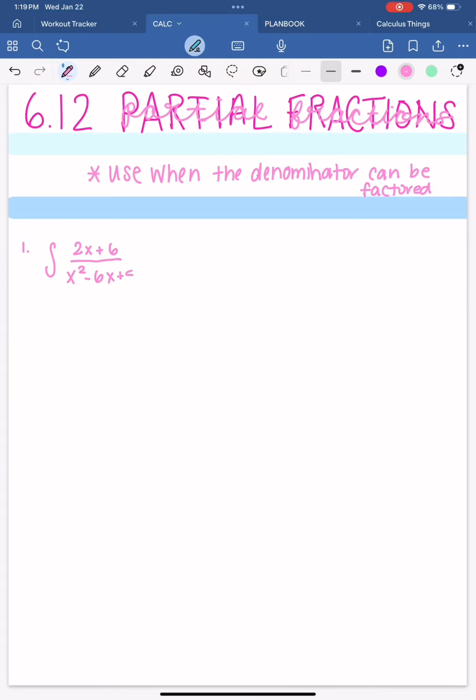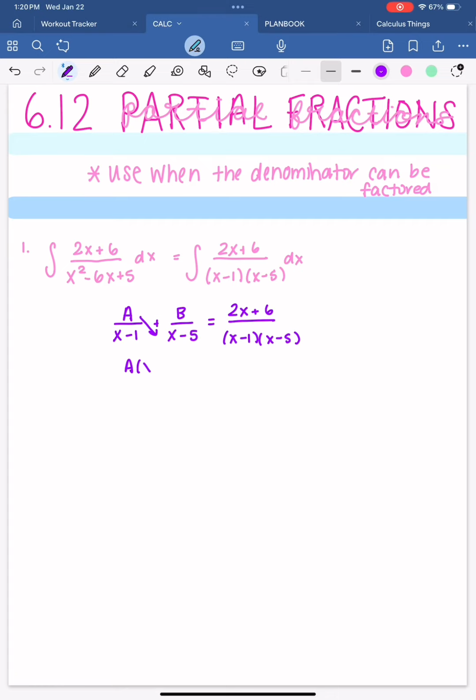And the dead giveaway we're going to use partial fractions is because the denominator can be factored, remember, into two linear non-repeating factors. So we're going to go ahead and factor that. So we're going to have (x minus 1)(x minus 5) as the denominator, and what we're going to do when we decompose it is assign temporary numerators, A, B, C, D, and so forth. So I'm going to give A over x minus 1 plus B over x minus 5, and we're basically getting a common denominator, so the trick is to do A times the other denominator plus B times the other denominator equals the numerator.